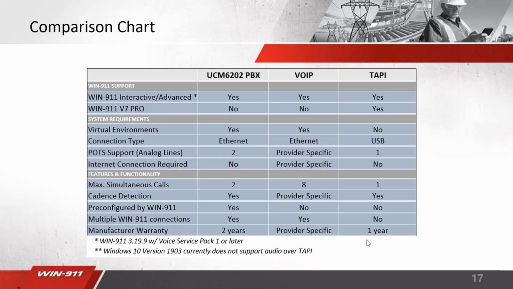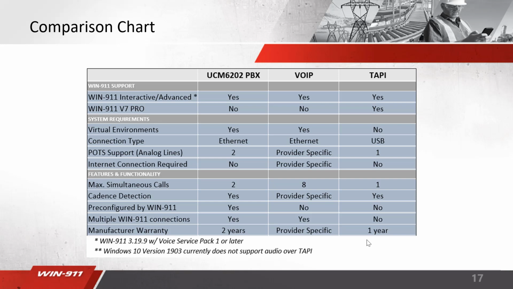Multiple connections from WIN-911. So this is basically saying if I have a regular running active and a hot backup, or maybe you just have 3 installations of WIN-911, whatever the case may be, all those can point to the IP address of the Grandstream and your VoIP server. Tappy, you have to have 1 of those modems for each one of your deployments. And the warranty, you got 2 years on Grandstream. VoIP is irrelevant here, and then Tappy's got a year.